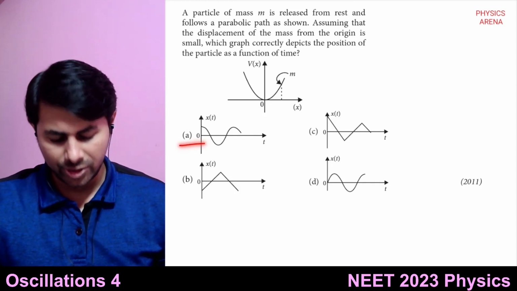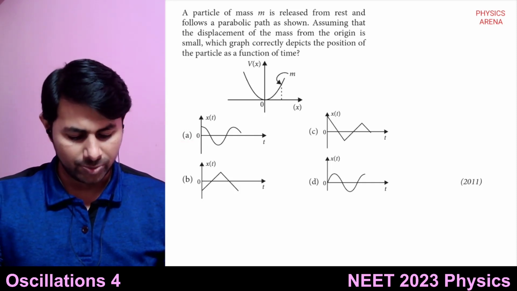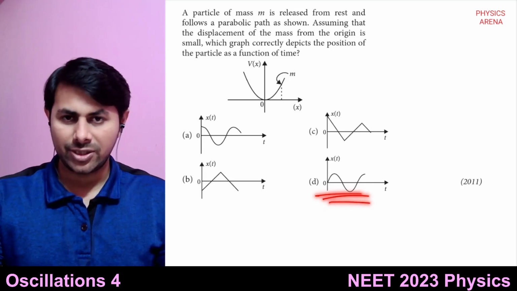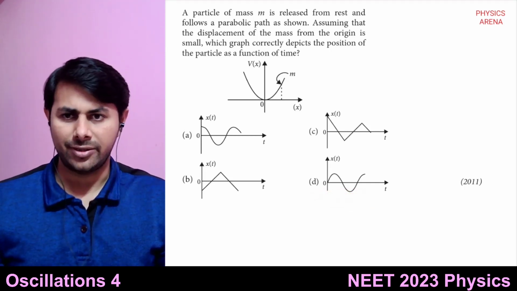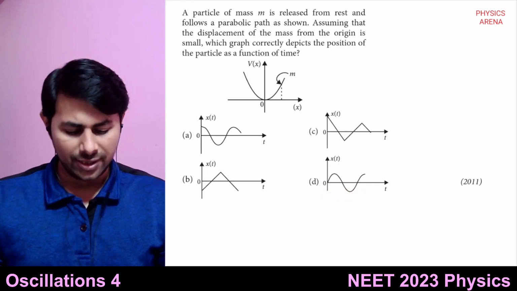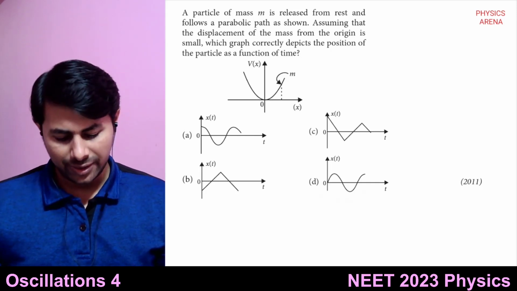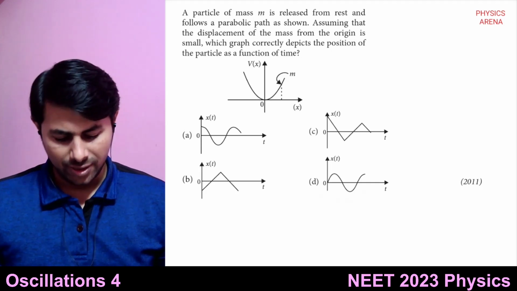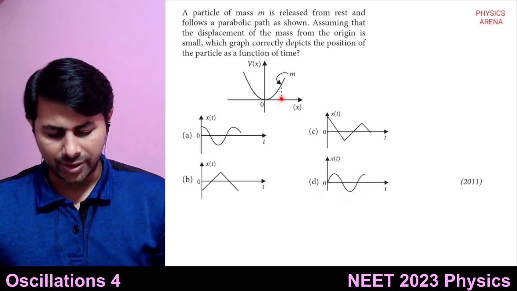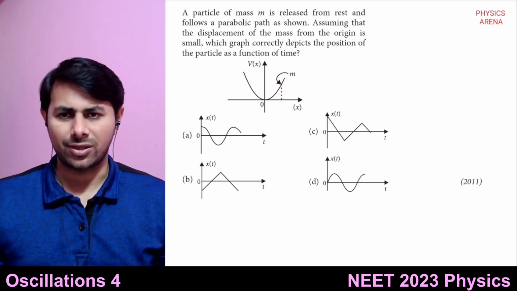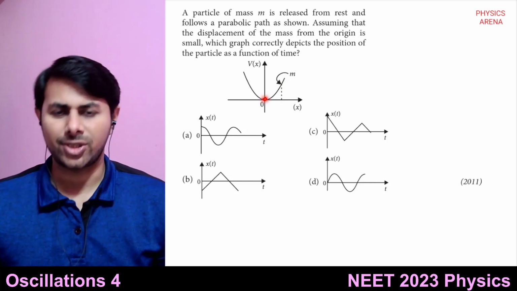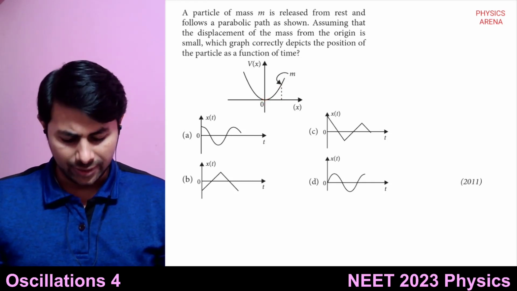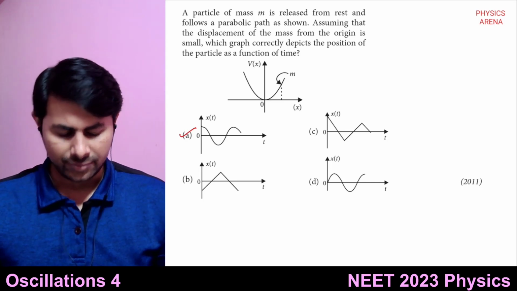Option A is the position versus time graph of simple harmonic motion. Option D is the position versus time graph for simple harmonic motion. Which one is correct? Simple, it has to be option A, right? It is option A because the particle is starting from the extreme position, not from the mean position. Okay, so it's option A.